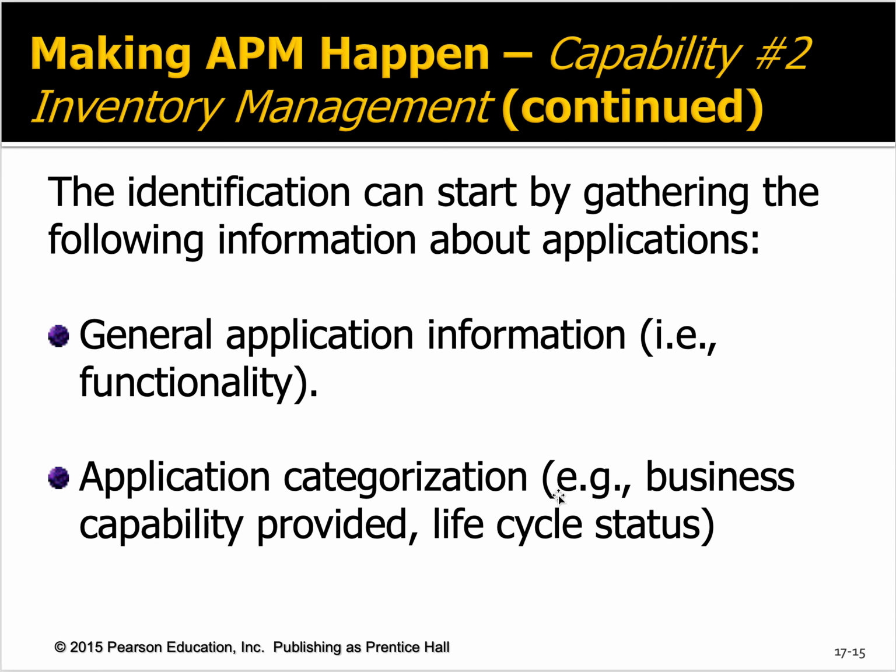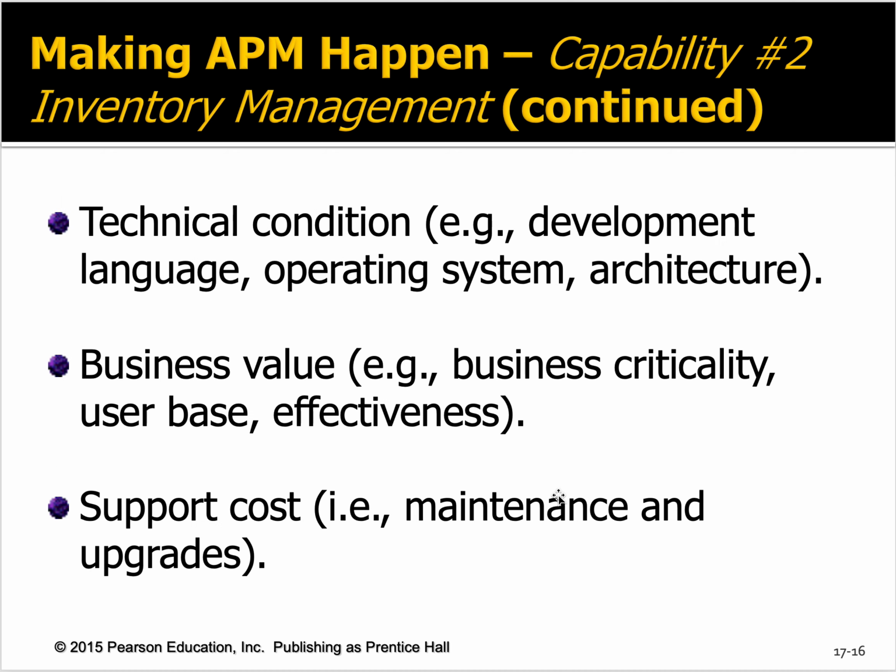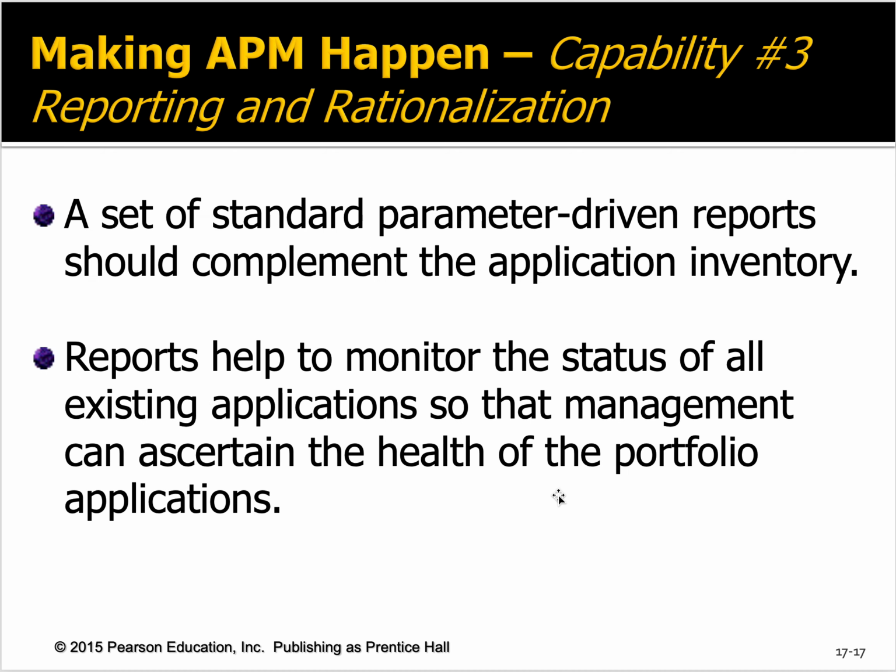You want to gather the following information that we talk about. What is the general application information? What's their functionality? What's their category? What does it do? What's it used for? What condition is it in? What's the development language, operating system, architecture? How old is it? How critical is it to the business? User base, is it actually effective? And how much does it cost a year? Is it a license that costs us $5, $50, $500, $5,000, $50,000 a year to maintain? And what value are we using it for?